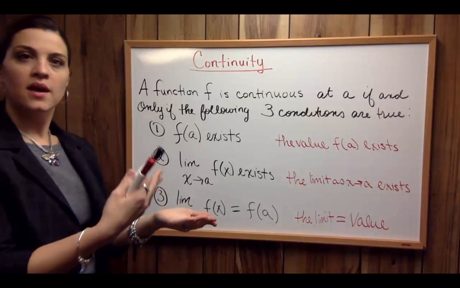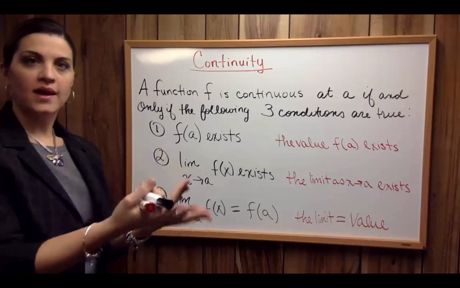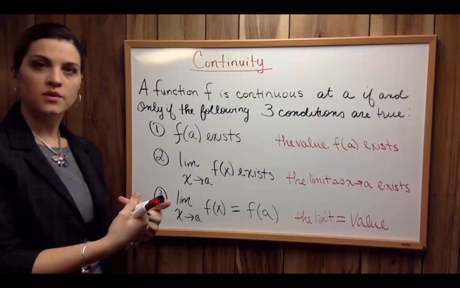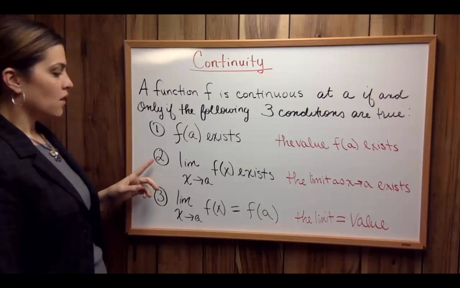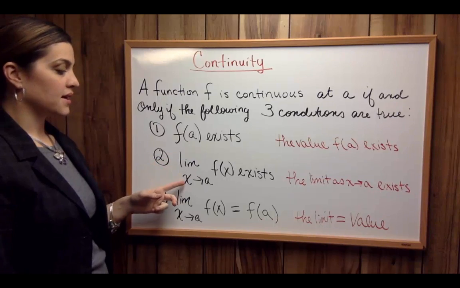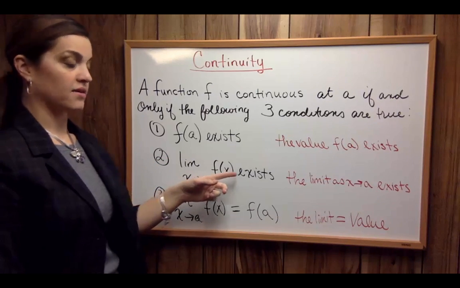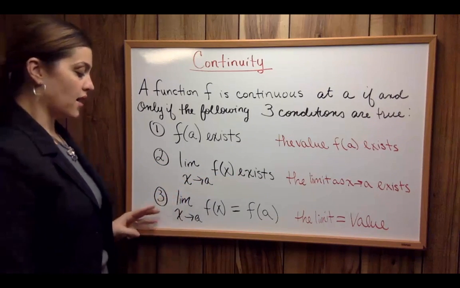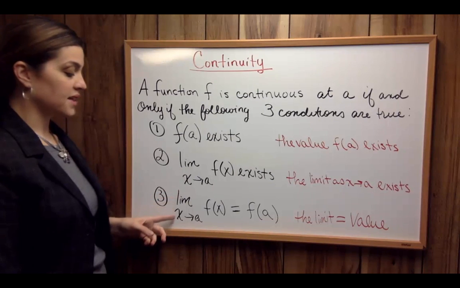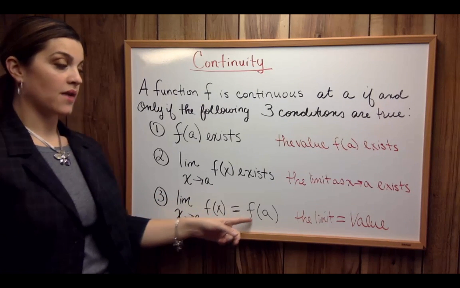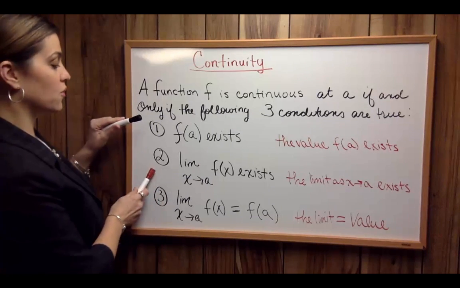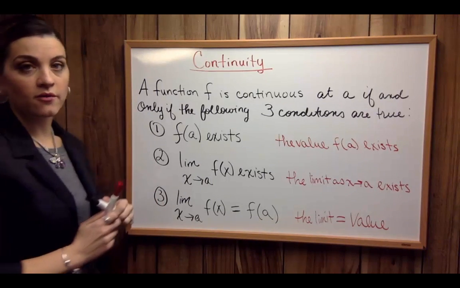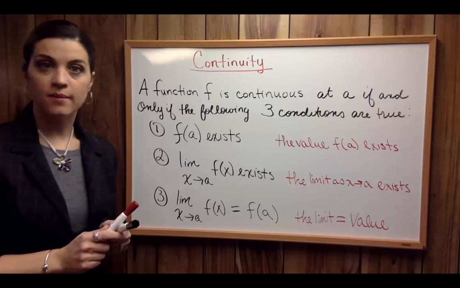So when you plug in the value of A into the function, when you substitute that value into f of x, there should be a value. Number two, the limit as x approaches A of f of x exists. And three, the limit as x approaches A of f of x has to equal f of A. Notice that step 3 just says that the two results you get from 1 and 2 should be the same.